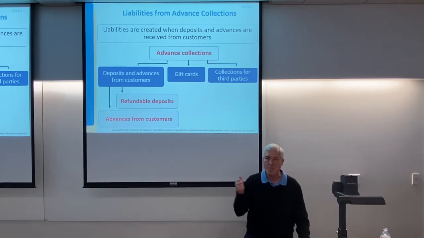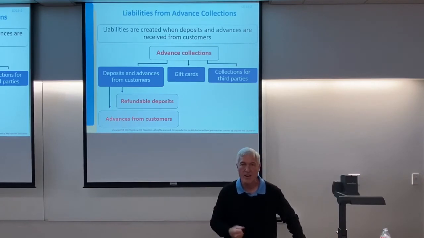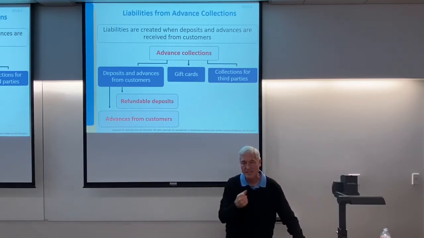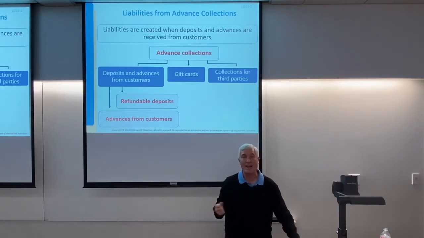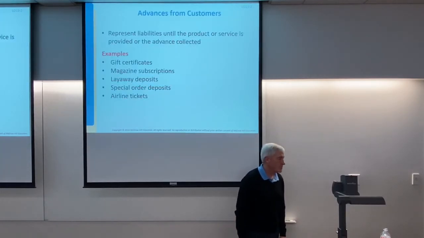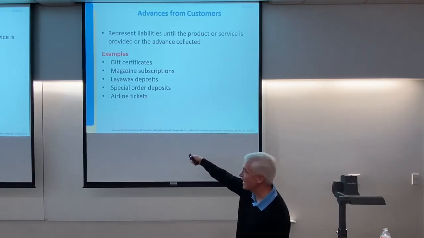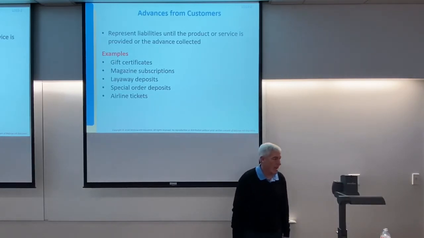So Chili's has a liability to whoever presents that card to give them meals. And so for Chili's, when they sell that gift card, they're going to debit cash, but they're going to have a liability to perform a service for the holder of that gift card, and we'll get into that. When I think about advances from customers, I always like to use airline tickets as an example.